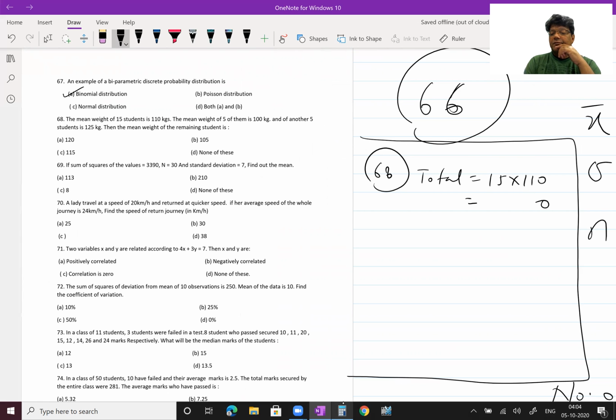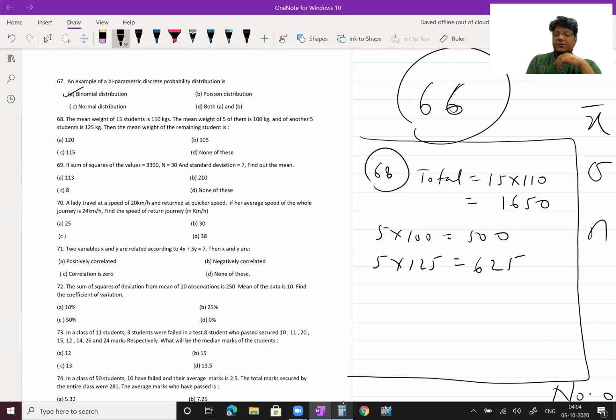15 into 110 is 1650. Now the mean weight of 5 of them is 100, so 5 into 100 is equal to 500. This is the sum total of those 5 students. Another 5 students have mean 125, so 5 into 125 will be 625.